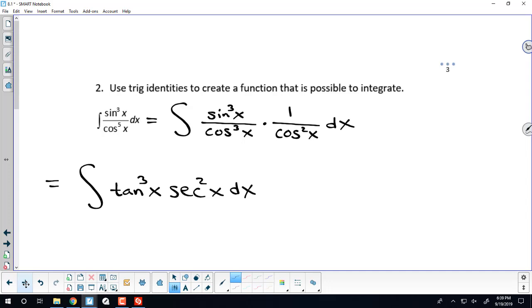Why would that be a helpful way to do that? What can we do with tangent cubed secant squared? Substitute tangent for u. Yeah. So this is now a u-substitution because hopefully we recognize secant squared as the derivative of tangent. So if I let u equal tangent, then my du is secant squared x dx.